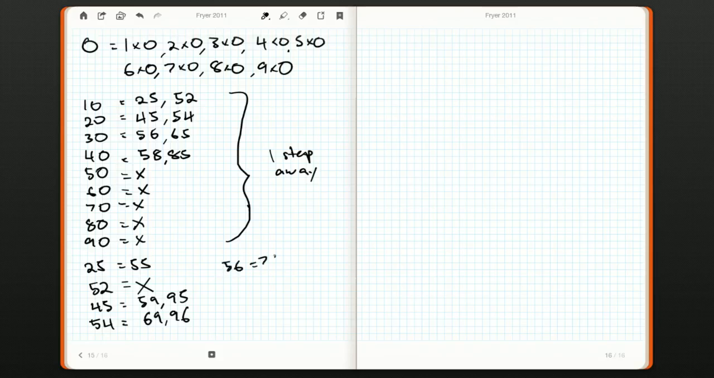56, that's 7, 8, 8 and 7. 65, that's 5 times 15, that's not going to work. 58, that's 2 times 29, that's not going to work. 85, that's 5 times 17, there's no way we can get that. So we get 2 steps.